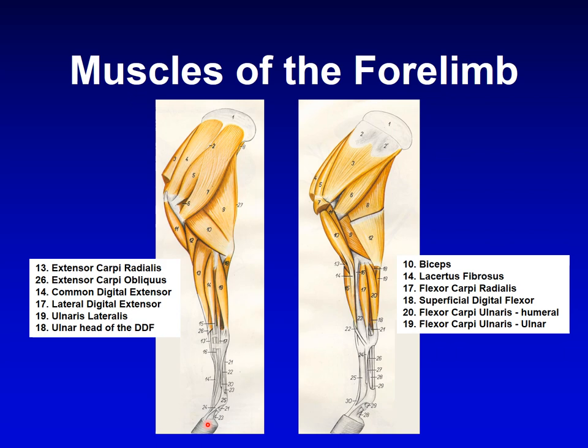Now, on the lateral aspect of the forelimb, this picture, we will start with the scapula, and the muscles on the lateral aspect of the scapula are supraspinatus and infraspinatus muscles.